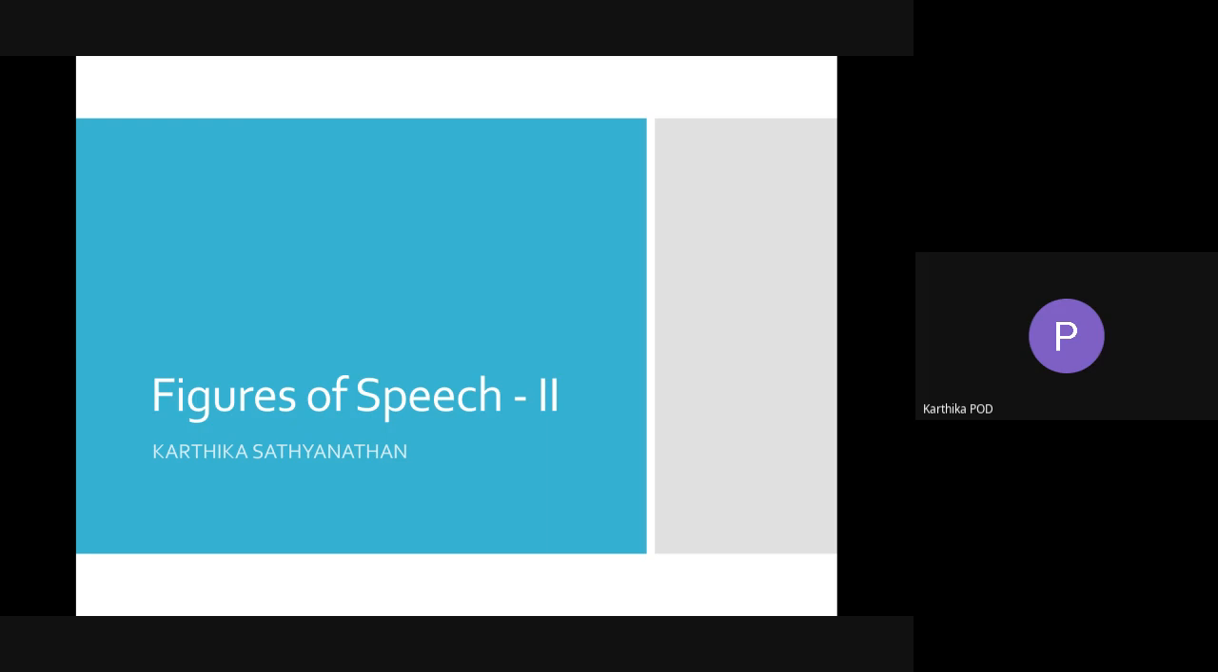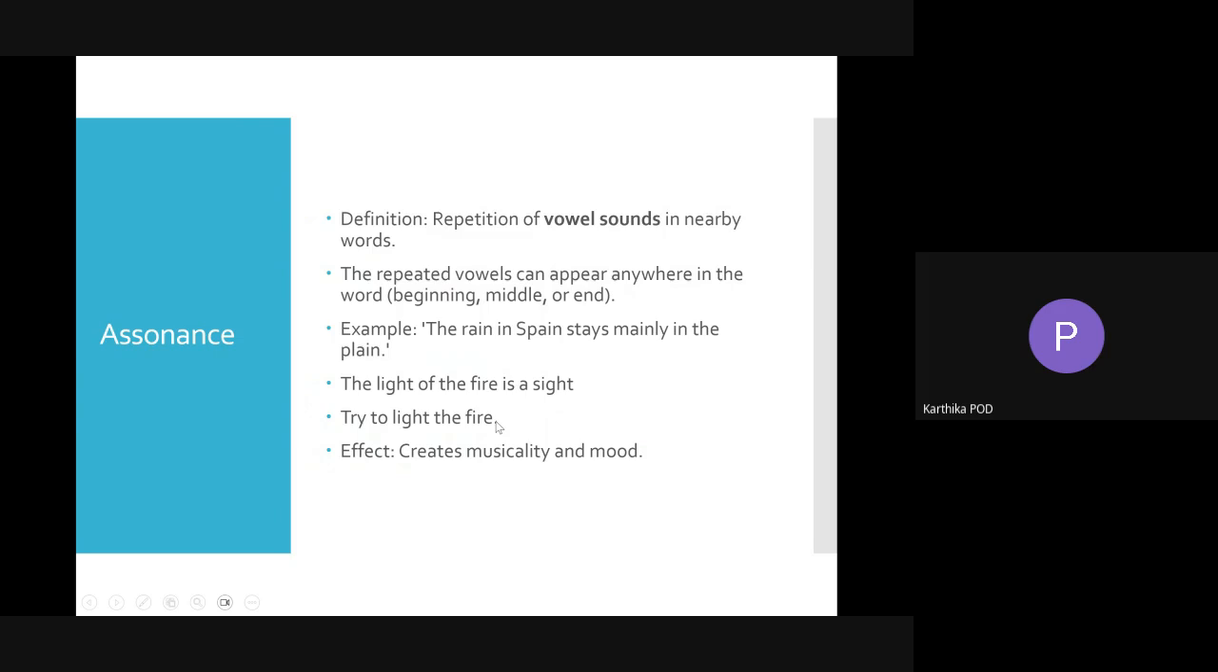Okay, so we'll continue figures of speech from last class. Today, let's start by looking at assonance. Assonance is the repetition of vowel sounds in nearby words.